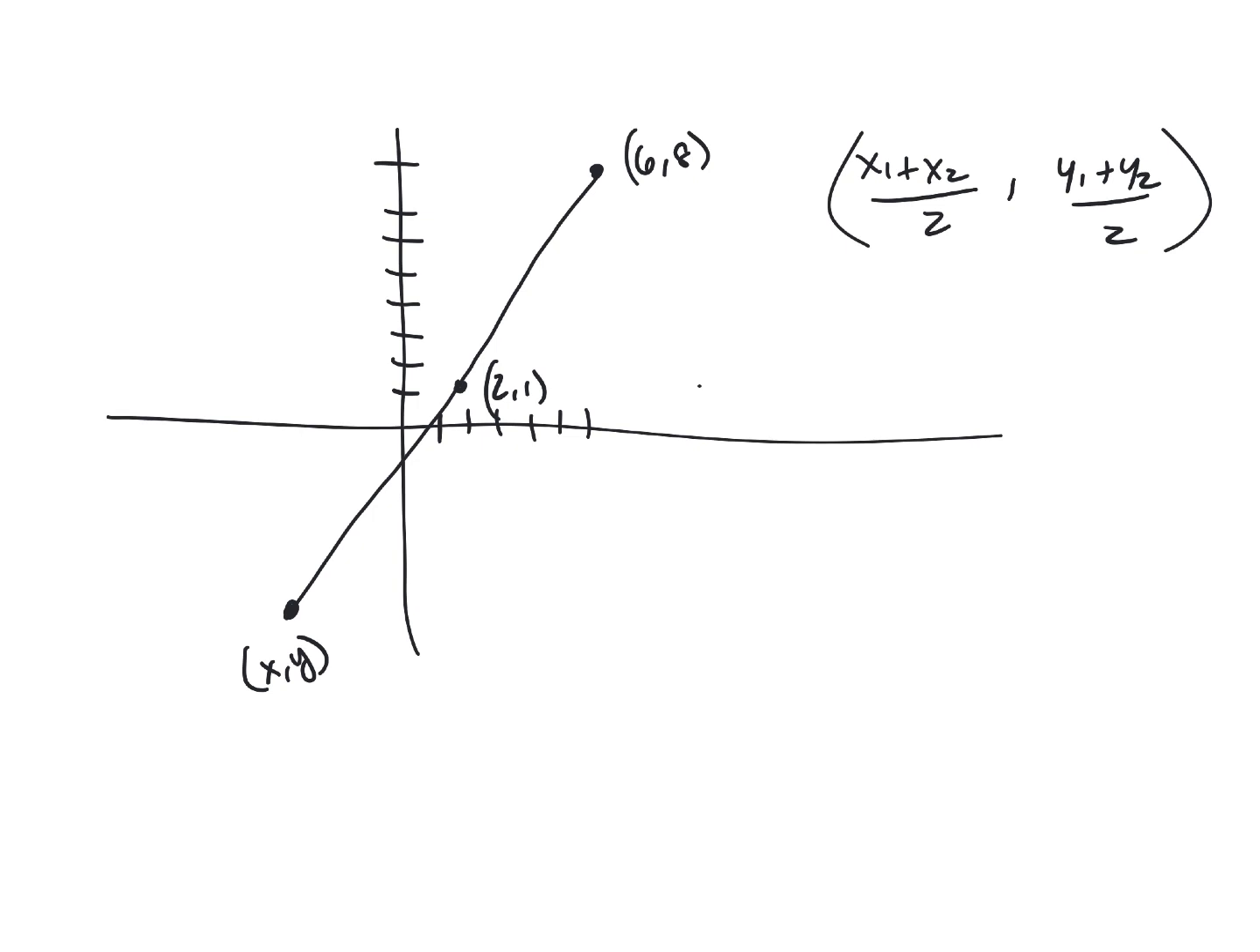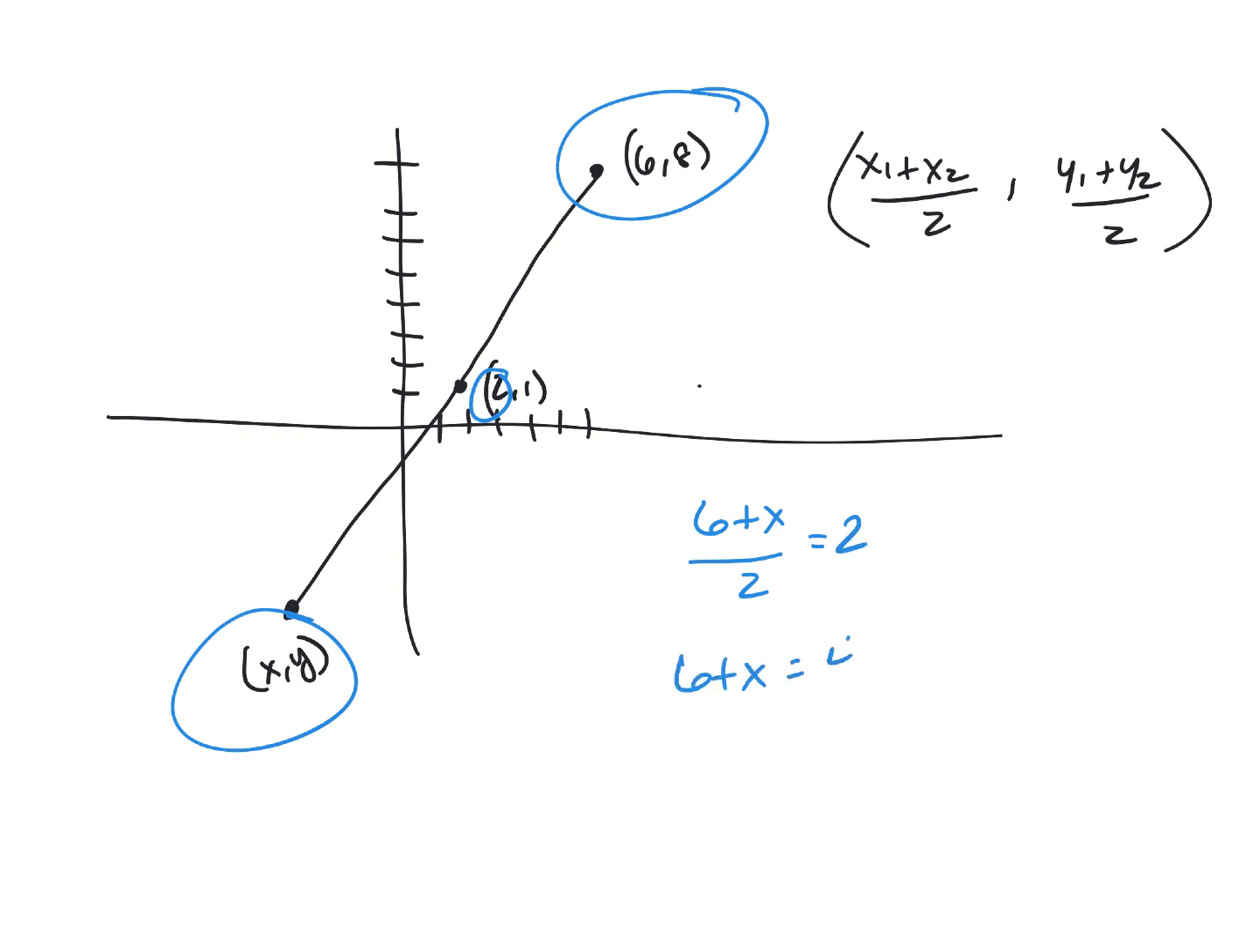When you add two numbers together and divide by 2, that's what you're finding. But these are the end points, so this is what you have to put in your equation. 6 plus x over 2 equals this guy. So 6 plus x equals 4. x equals -2. Got it? Well, we know x equals -2 because those are the two that are still in contention, right?